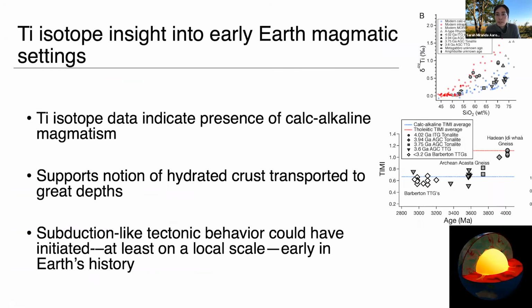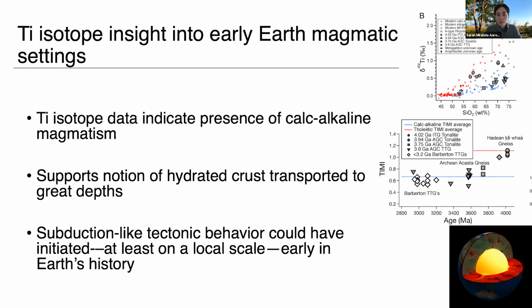Okay, and so this brings me to the summary slide, which tells us some information about titanium isotopes and what that means in terms of subduction and calc-alkaline magmatism in general. The titanium isotope data is really telling us information about the presence of calc-alkaline magmatism. Looking at our rocks, we see this change that occurs around 3.8 billion years ago, indicating that there were subduction processes occurring during this time period. The data supports the notion of hydrated crust transported to great depths. So, in order to get this wet magmatism occurring, you need water.